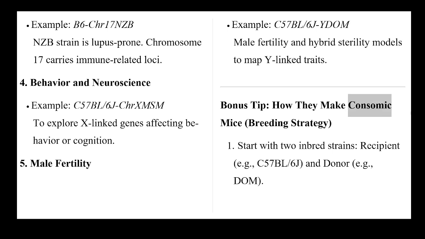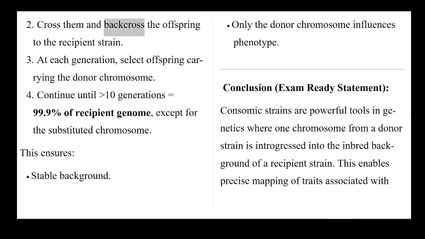Bonus tip: how they make consomic mice, the breeding strategy. Start with two inbred strains, a recipient, for example C57BL/6J, and a donor, for example DOM. Cross them and back-cross the offspring to the recipient strain. At each generation, select offspring carrying the donor chromosome. Continue for more than 10 generations, which equals 99.9% of the recipient genome, except for the substituted chromosome. This ensures a stable background. Only the donor chromosome influences phenotype.